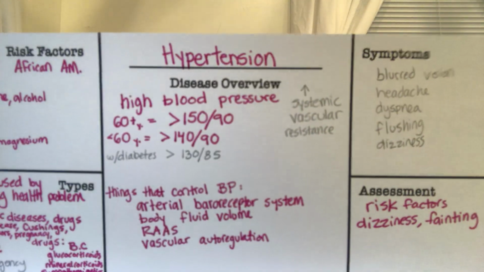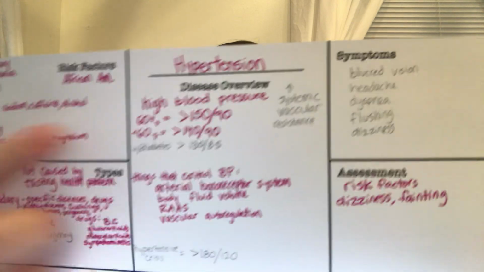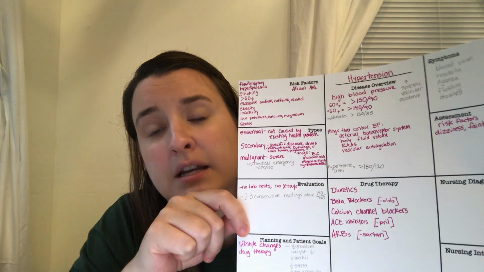Now, these numbers can change depending on how old the patient is and if the patient has diabetes or another disease. But typically, if the patient is over 60 years old, it's 150/90. Under 60 is 140/90. And then if they have diabetes, it's 130/85. So I'll show you those numbers right here. So high blood pressure is having 2 to 3 consecutive readings higher than these numbers. Ideally, we want our patients to have lower than these numbers.